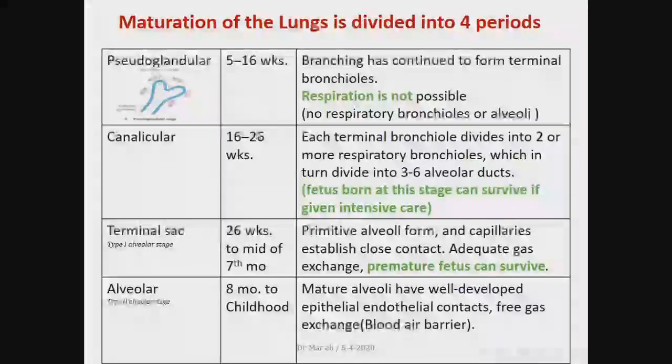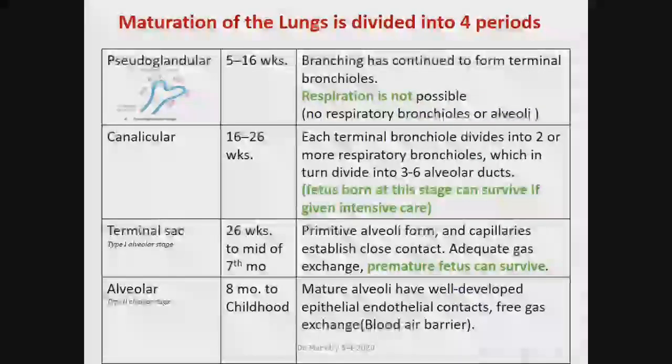The second stage, which occurs between 16 to 26 weeks, is called the canalicular stage. In this stage, the terminal bronchiole will divide into 2 or more respiratory bronchioles, which then divide into 3 to 6 alveolar ducts. A fetus born at this stage can survive if given intensive care.